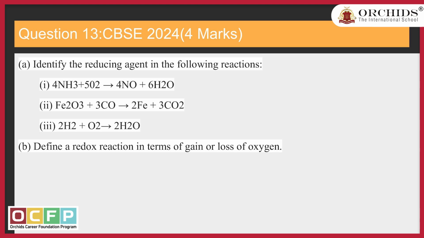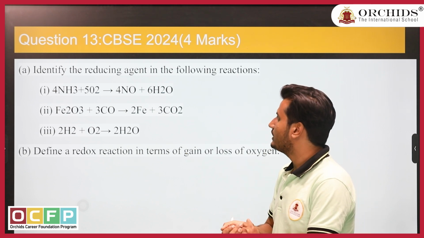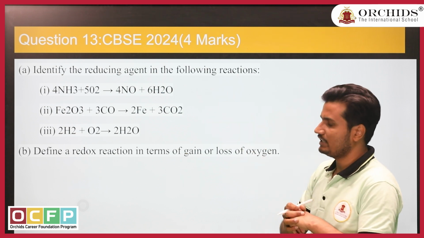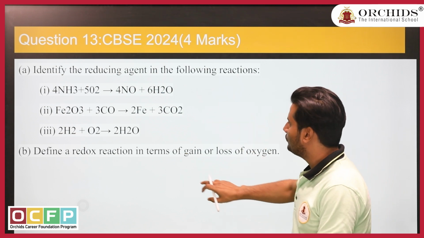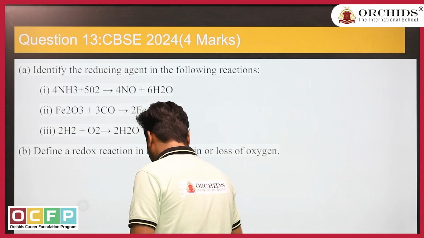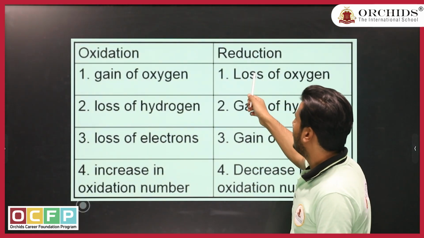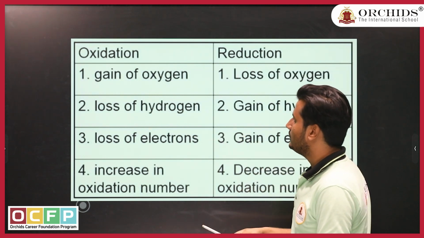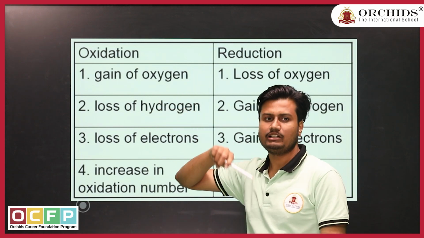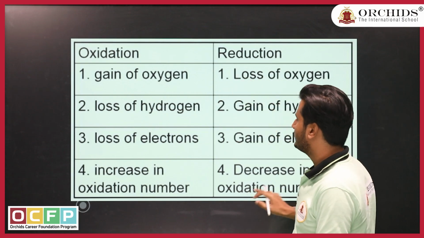So they're asking to identify the reducing agent. This is a 4-marker question asked in 2024. Identify the reducing agent in the following reaction. Now how do we identify the reducing agent? Just now we have seen. How do we identify which one is the reducing agent? The compound which is being oxidized will be the reducing agent, and the substance which is being reduced will be the oxidizing agent.